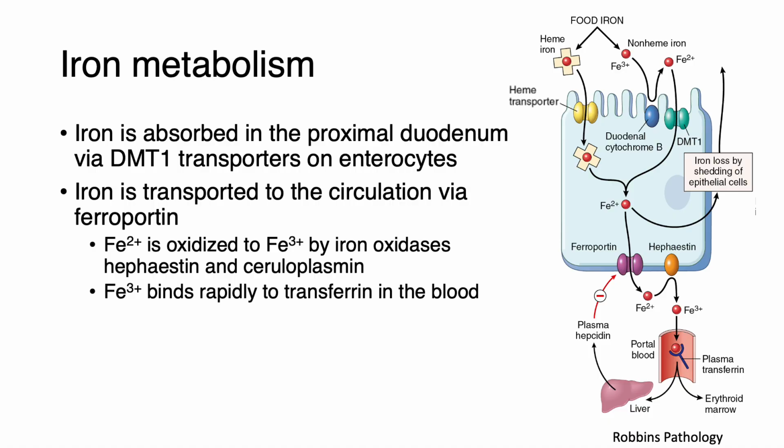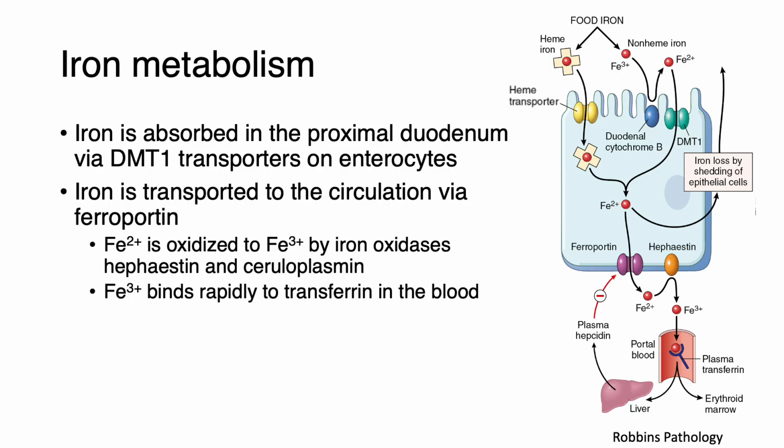Iron is absorbed in the proximal duodenum through these DMT1 transporters, and you'll see that it usually comes in as ferrous iron, which is the Fe2+. That then gets oxidized by hephaestin and ceruloplasmin to ferric iron, the Fe3+, which can then bind to plasma transferrin.